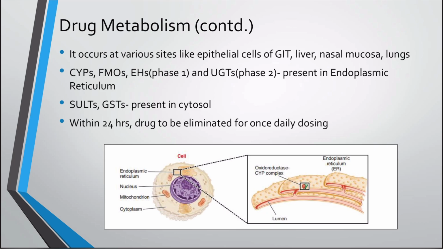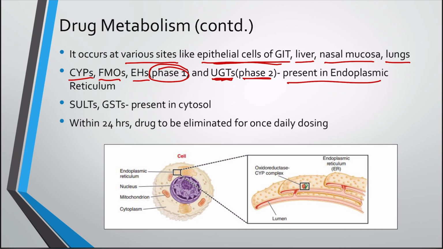So there are various sites where drug metabolism occurs. It includes the epithelial cells of the GIT, the liver, nasal mucosa, and lungs. The drug metabolizing enzymes, that is the cytochrome enzymes, then flavin containing monooxygenases, then epoxide hydrolases, are all phase 1 enzymes, and UGT, that is UDP glucuronosyl transferase, which is a phase 2 enzyme, are present in the endoplasmic reticulum.